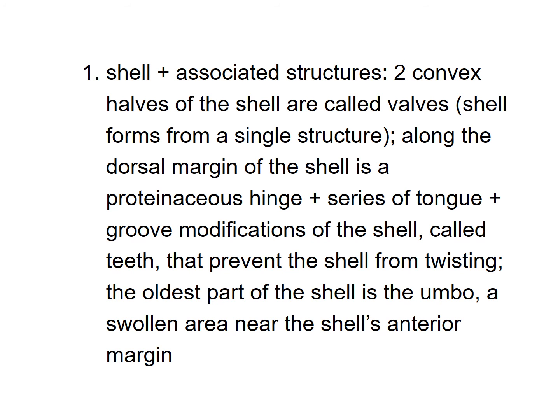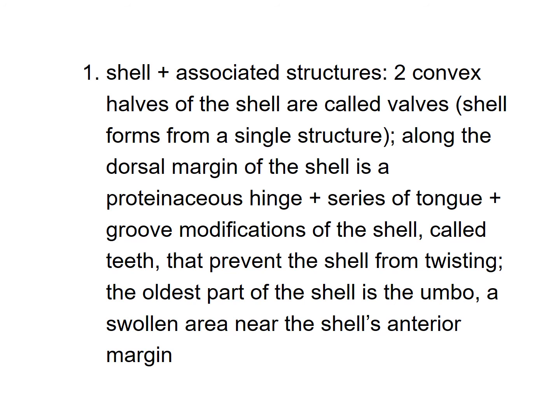We're now going to discuss the shell and associated structures. The shell actually is composed of two convex halves, and they're called valves. The shell is actually a single structure, including the two valves. Along the dorsal margin of the shell is a proteinaceous hinge and a series of tongues and grooves, or little teeth in a groove. And they're modifications of the shell, and so we can call them teeth.